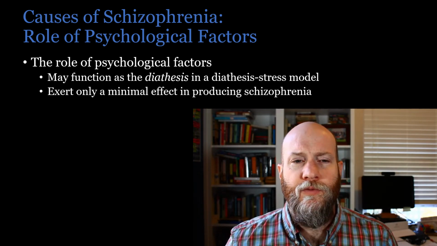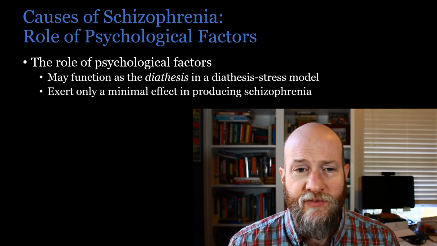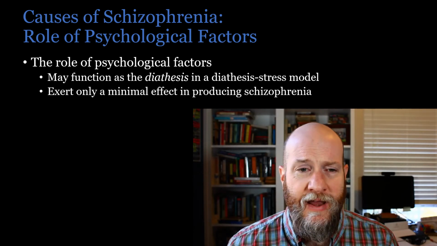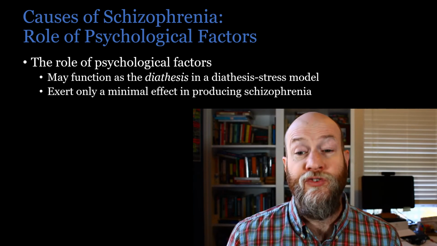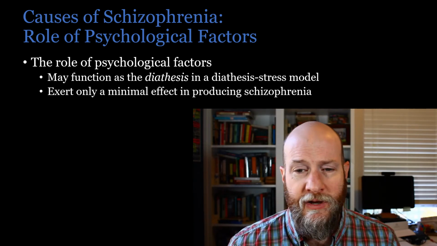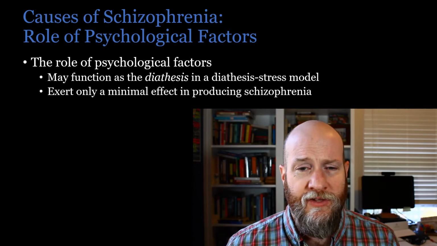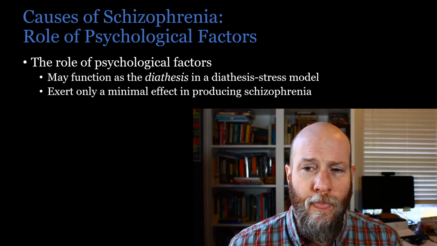So psychological factors may function as the diathesis in a diathesis-stress model as well, but we know that mostly when we talk about the diathesis, we're talking about genetics. So they tend to exert only a minimal effect in producing schizophrenia, but they certainly seem to play a role, at least from a correlational perspective, in the emergence of schizophrenia and perhaps in the relapse of a person who already has it.